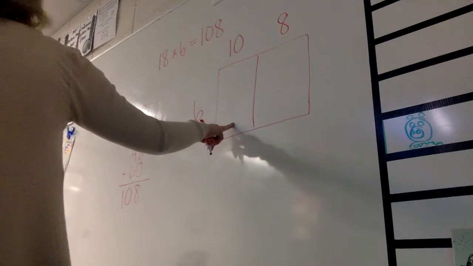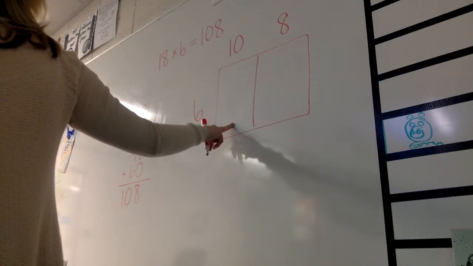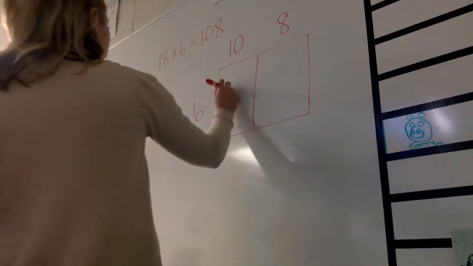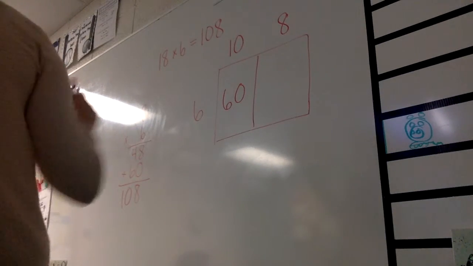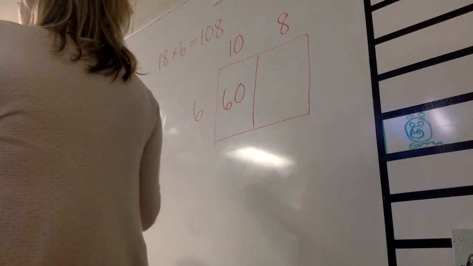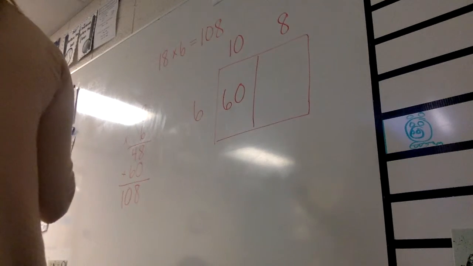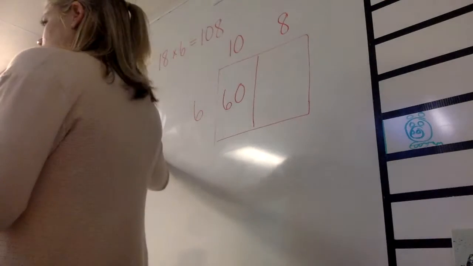6 times 10 is 60. Melody, we already did 6 times 8. We are doing 6 times 8 now. What's 6 times 8? We already did it over here.